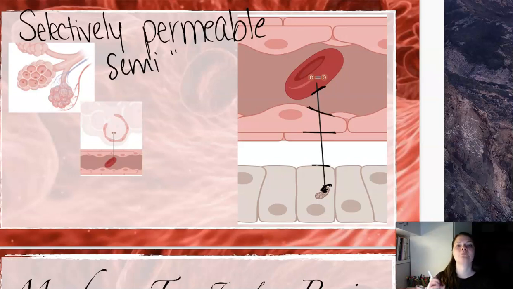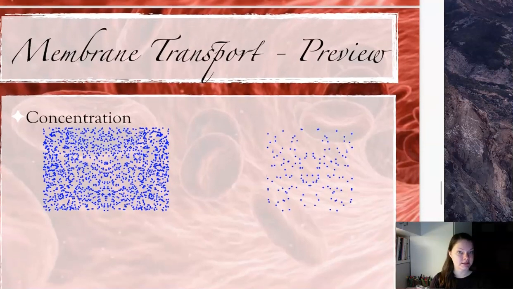We're looking at how materials either move through the membrane in one direction or the other, and into and out of isn't so much of a big deal. What we're going to focus on really is, are the materials flowing from where there's more to less or less to more? Let's start out by looking at concentration then.